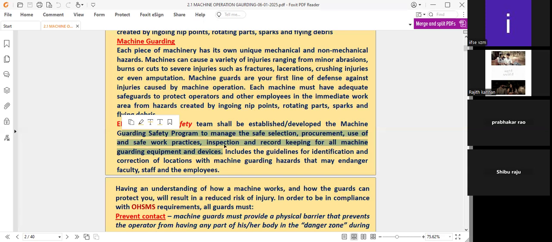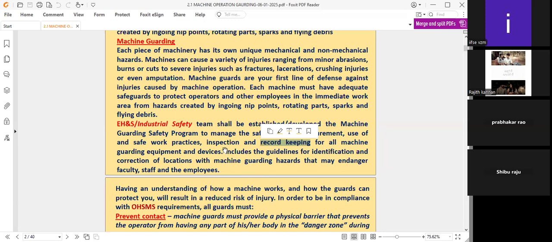Therefore, we have to look at the selection, the procurement, the suitability, and the inspection, along with record keeping maintained for all devices. In the future, it will be very helpful if you have a track record. If necessary, the previous records will definitely be verified. Not only that, include the guidelines for identification and correction of locations with machine guarding hazards that may endanger faculty, staff, or employees.